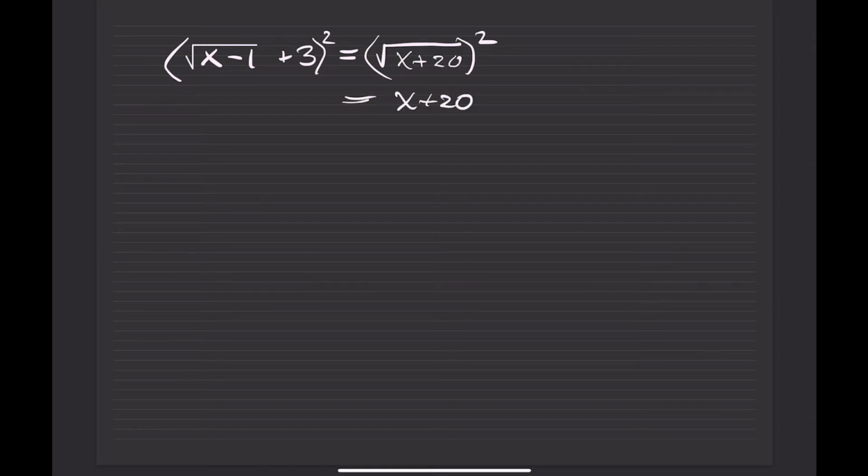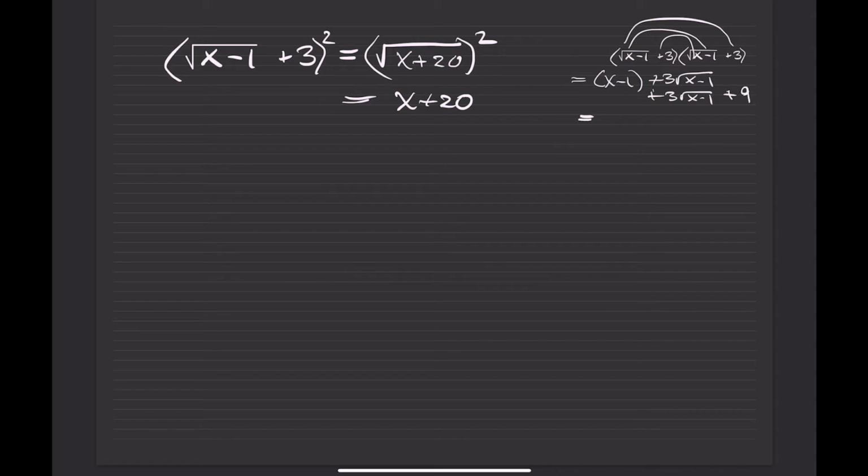On the left, we have to FOIL this thing. So we're going to take this square root of x minus 1 plus 3, and we're going to multiply it by itself. And the only way that we can do that is by FOILing. So when we multiply the firsts, we get x minus 1. The outer would give us plus 3 square root of x minus 1. The inner, same thing. And then last would give us 3 and 3, that's 9.